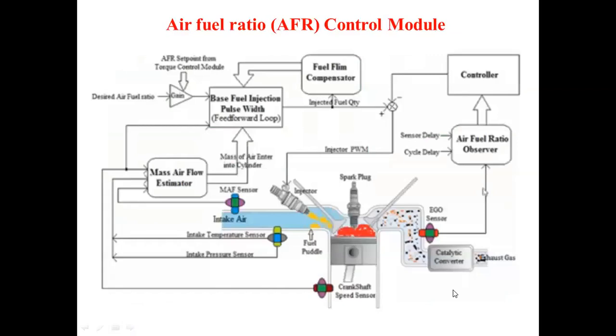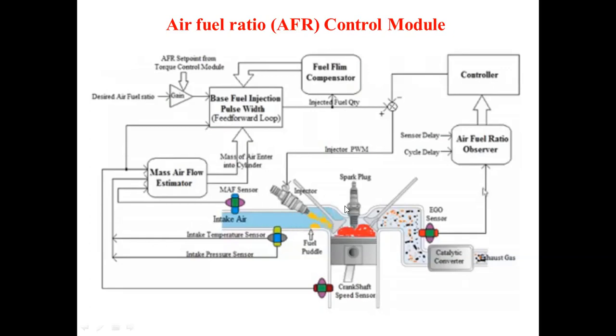Now if you see only the control of the air-fuel ratio, what are the module components? Here you are observing the piston and cylinder arrangement. Here you are taking the intake air. This is the injector. This is the inlet valve. This is the exhaust valve. In between, we have the spark plug. Through the intake valve you are getting air, and through this injector you are getting fuel.